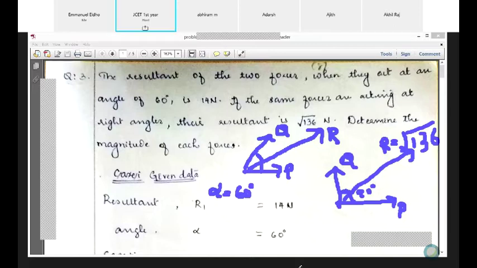Q. If it acts at an angle of 60 degrees, that means in between angle 60 degrees, then the resultant R is equal to how much? That is 14 Newton. In the first case it is 14 Newton. Then if the same forces, that is same P and Q, are acting at 90 degrees, the resultant R is equal to root 136 Newton. Then your question is to find out P and Q.